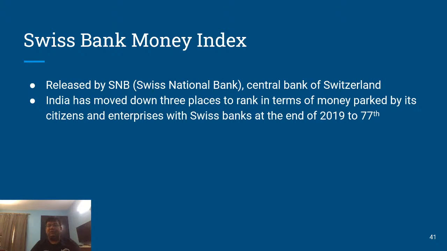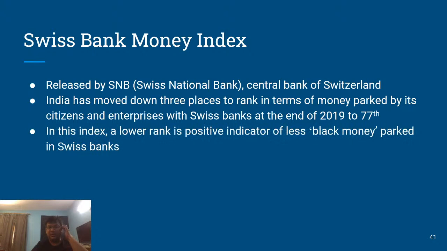So India has moved down three places. We are 77th. We were 73rd, then 74th, then 77. But last year we came up from 89 to 73. That was sort of underperforming. A lower rank is positive, I've put it in quotes, because we can't assume that all the money in Swiss banks is black. So let's not go down that route.